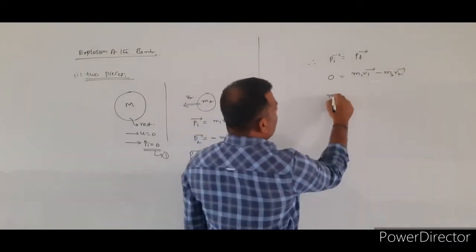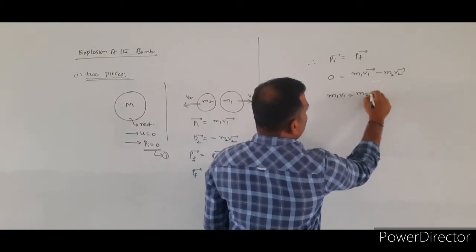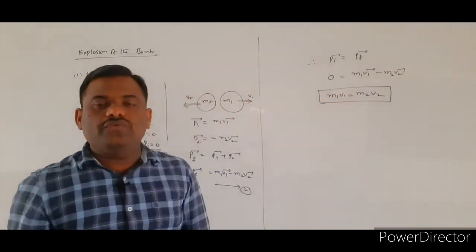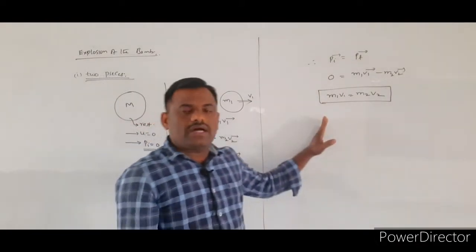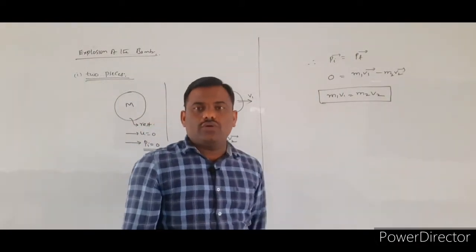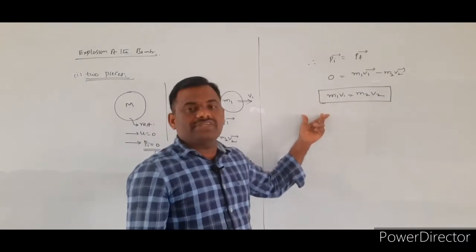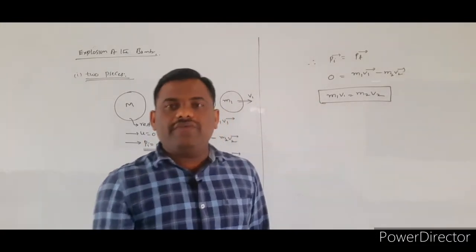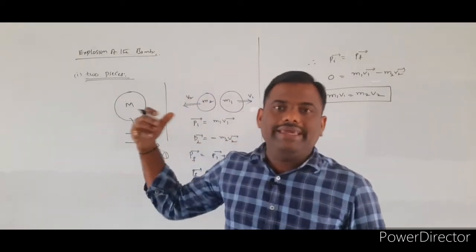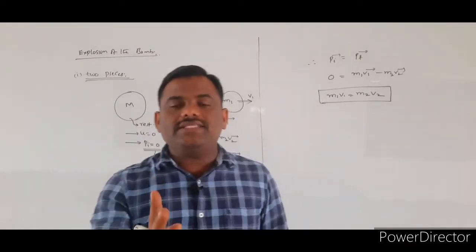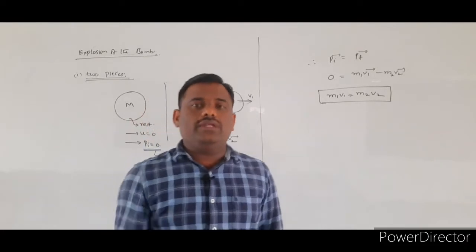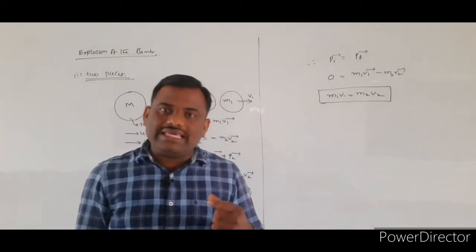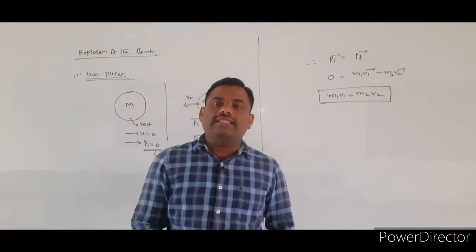If you simplify in terms of magnitude, we write m1 v1 is equal to m2 v2. Like this, we can calculate either the momentum of the first piece or the momentum of the second piece. So this is the case when the given bomb explodes into two pieces only. And now we are going to calculate, if the bomb explodes into three pieces, how we can calculate the momentum of the third piece.